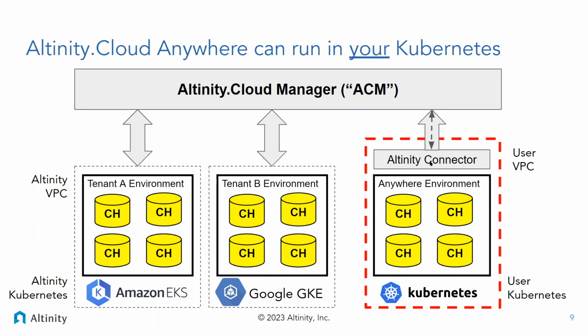And to make this work, we add one key piece of technology, which is called the Altinity connector. It's a pod or container that runs in your Kubernetes cluster, and it sets up a secure outbound connection using HTTPS that comes to Altinity.Cloud and allows us to then set up a bidirectional management channel. We don't move data. It's relatively low bandwidth, but it gives us the ability to reach into these clusters securely and actually manage them.